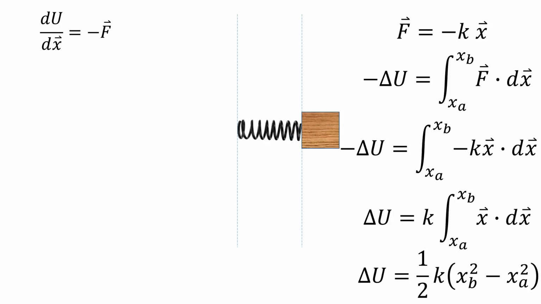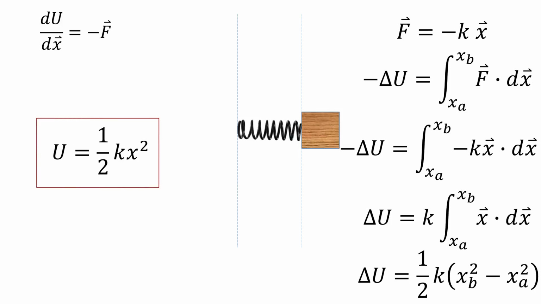Therefore, we can say that the term 1/2 kx squared is the potential energy that the mass-spring system has at any given time, where x is the amount the spring is either compressed or extended. Since this displacement is squared, spring potential energy will always be positive.